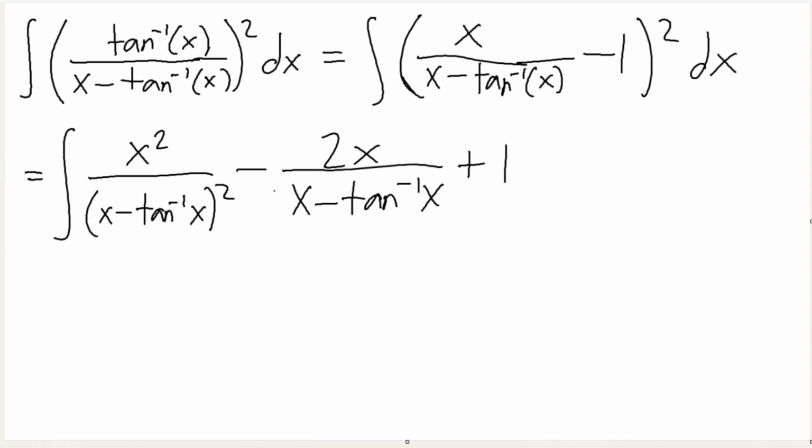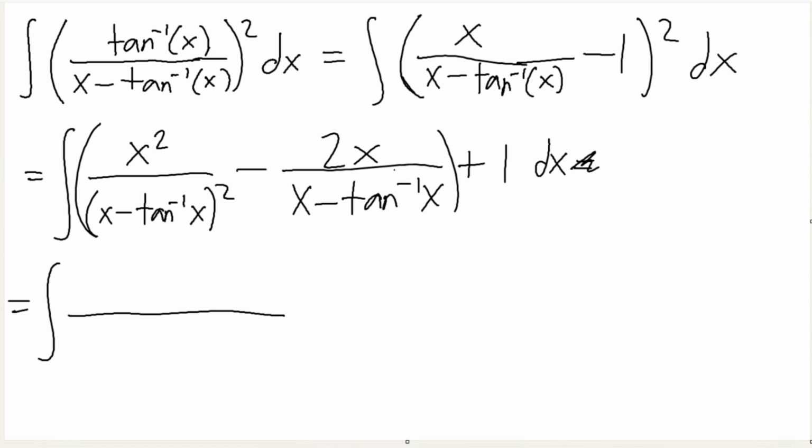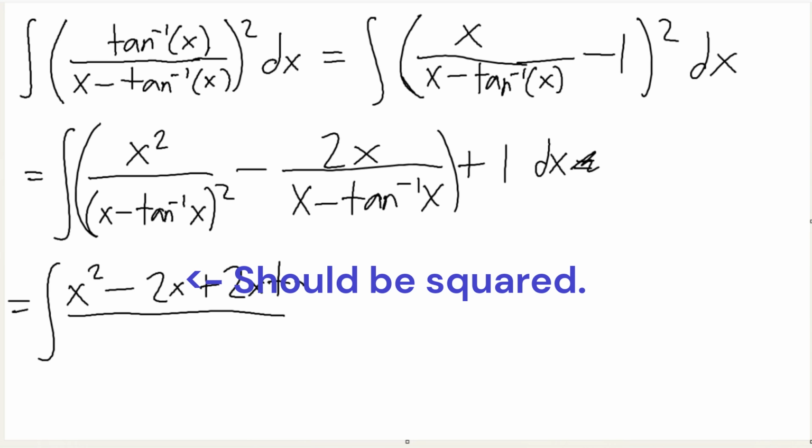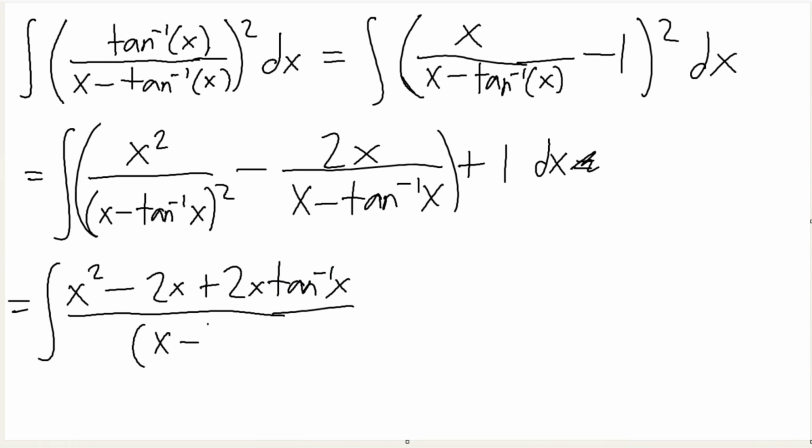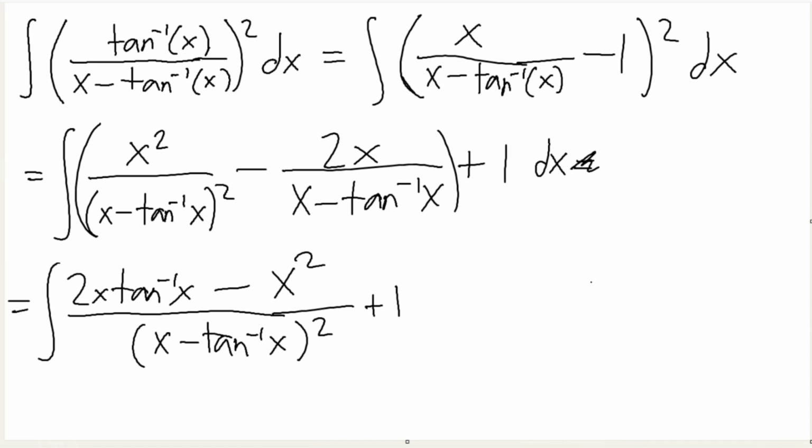Okay. But definitely combine these two though. And so I'm probably going to need more room. So now when we combine them, multiply this top and bottom by x minus inverse tangent, you should be left with this minus 2x plus 2x inverse tangent, and then x minus inverse tangent squared. This should be 2x squared. So that's exactly what we have.